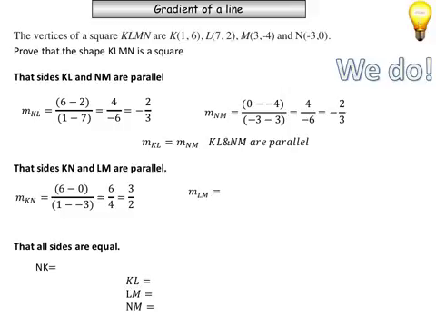And LM. We should be able to know that if this is a square, because the question has already told us that it is a square, then the gradient that we get for this next one should also be 3 over 2. So LM, substitute the values in for x1, y1, x2, y2. Simplify those. And so we get 6 over 4, which is equal to 3 over 2.